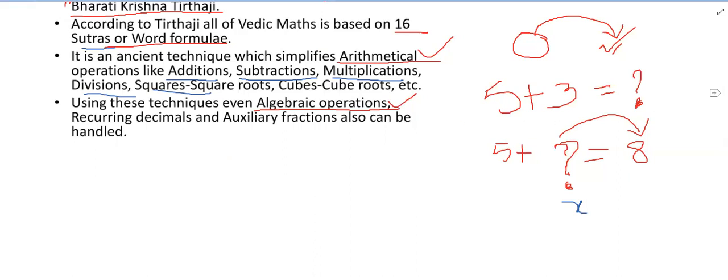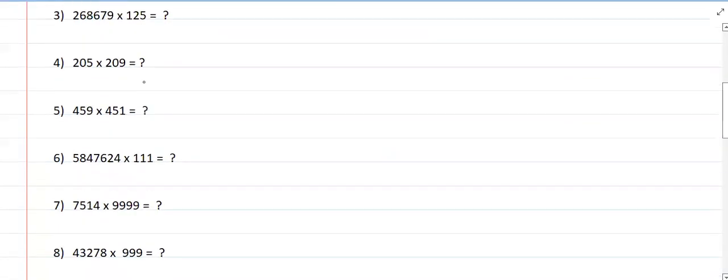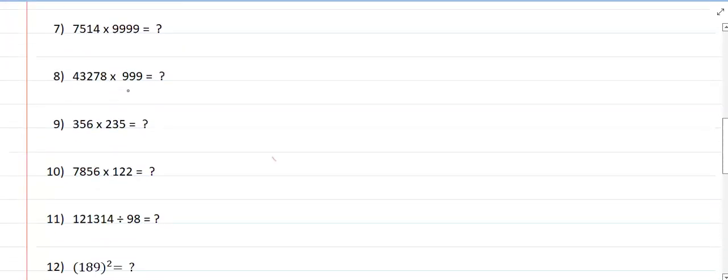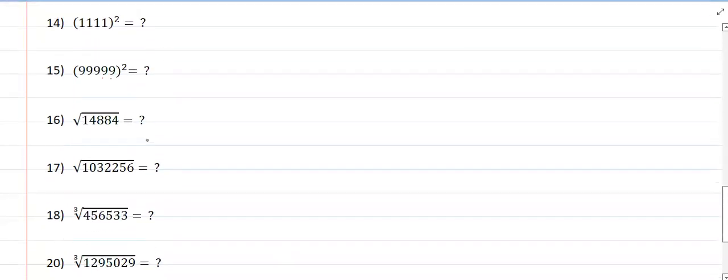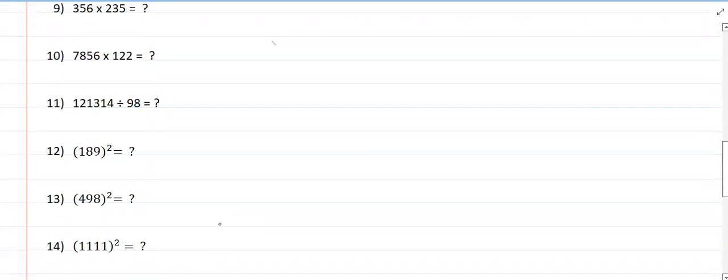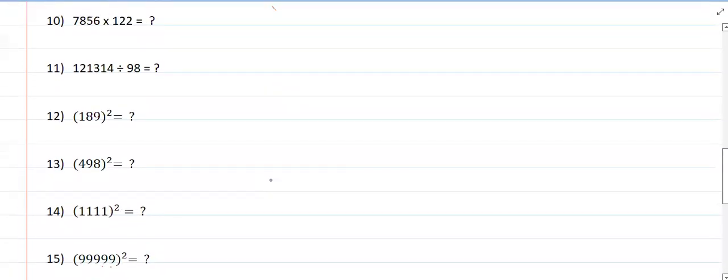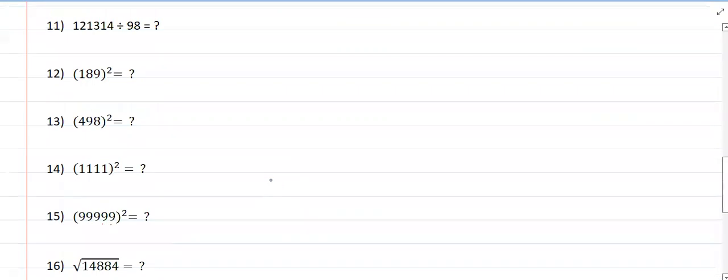Okay, sir. And we'll just see the sample questions, what type of questions can be solved using Vedic techniques. So see, this type of big additions and this type of big subtractions and this type of big multiplications and this type of squares and square roots and then cubes, cube roots. See this question, there is a 6-digit number into a 6-digit number. Even for this question we can get the answer in a single line. So these types of questions can be solved using Vedic techniques in a single line. So now we are not going to solve these questions, but by the end of Vedic math we'll solve all of them in a single step.